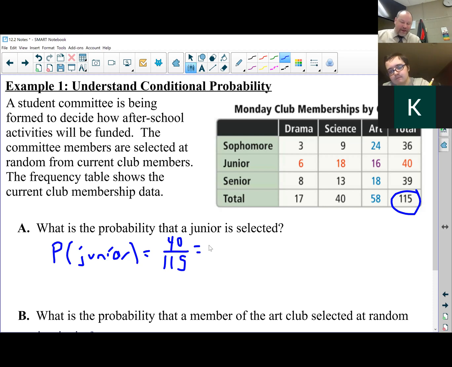And then I should reduce if I can. Does this reduce? So a few head nods. Yep. So 40 and 115, they both end in either a 0 or a 5. So we should be able to divide by 5 on both of them. And so we get a total of 8 out of 23, or a final answer of 8 out of 23.